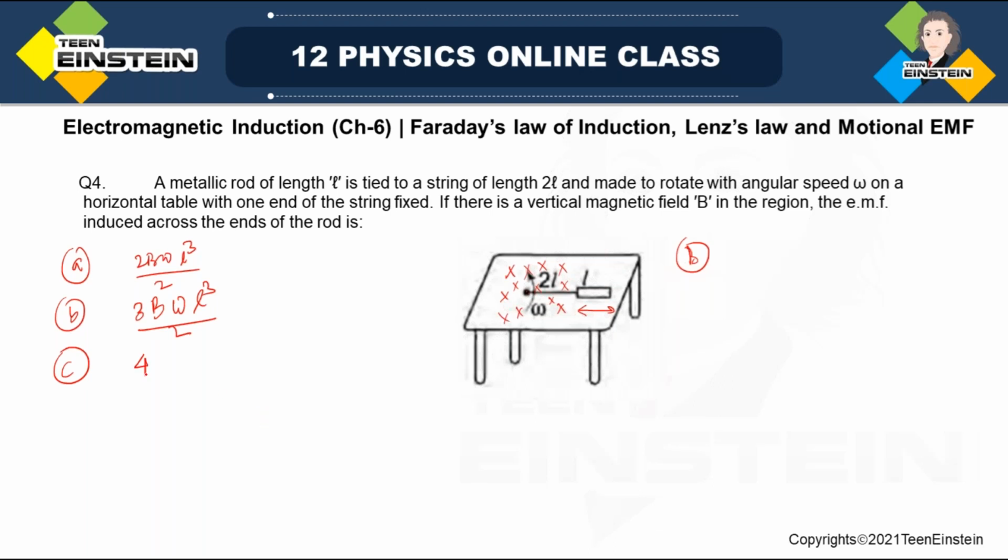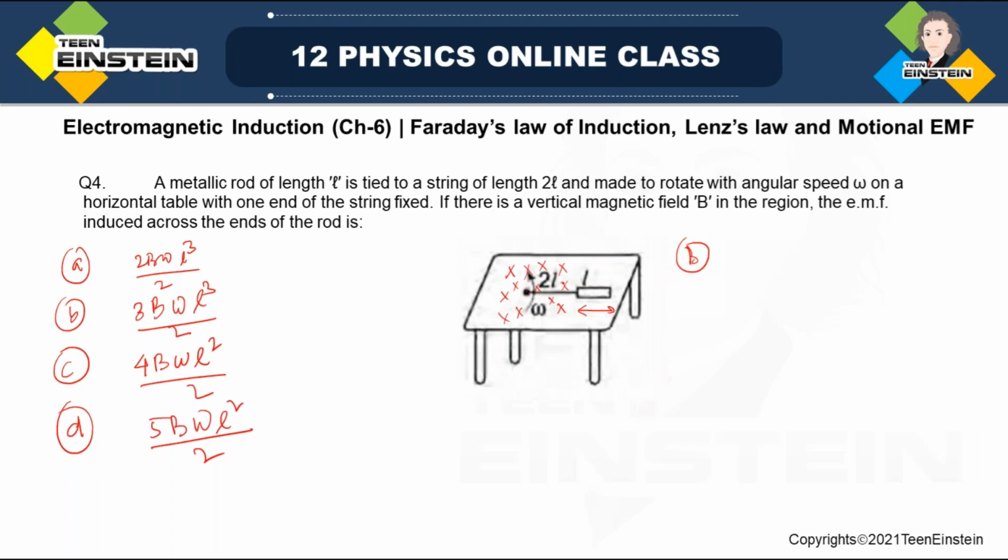Option C is 4B omega L square by 2. The 2 is common in all the cases. And D is 5B omega L square by 2. So these are the options. Okay, you have to solve this problem.